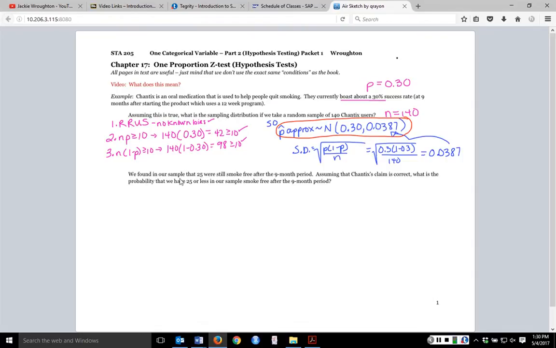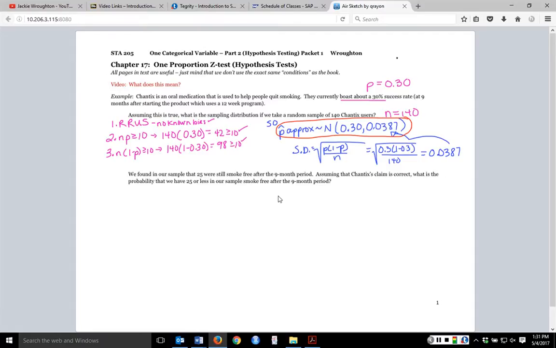Okay, so now we found in our sample that 25 were smoke-free after our 9-month period. So assuming Chantix's claim is correct, what is our probability that we have 25 or less in our sample smoke-free after the 9-month period?